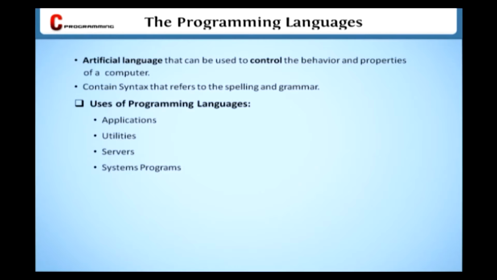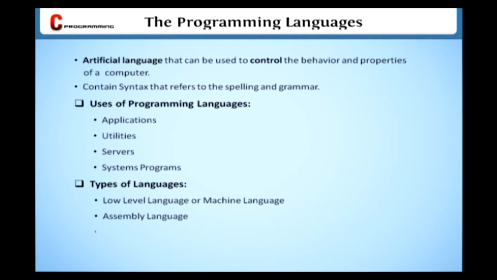Here we can see a few important language types. They are low-level language or machine language, assembly language, high-level language, and procedural or structural language. Initially, we will see low-level language. Machine language. The machine language or low-level language is easily understood by computers.